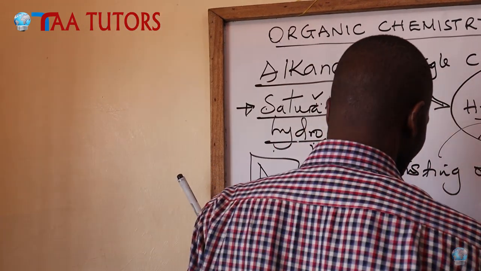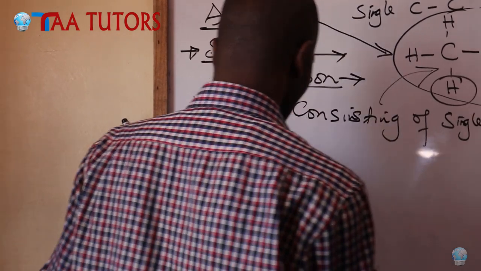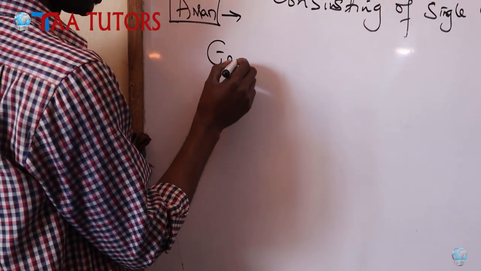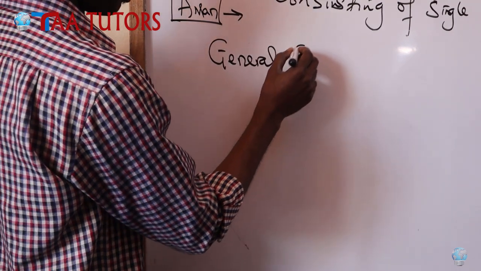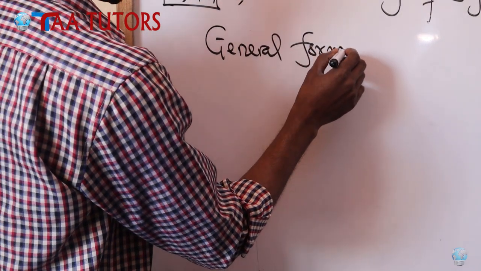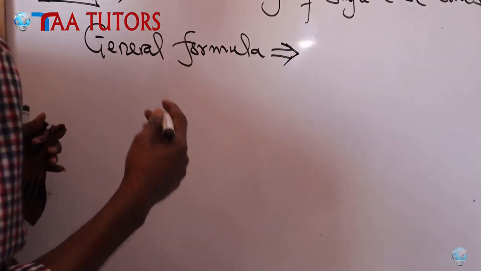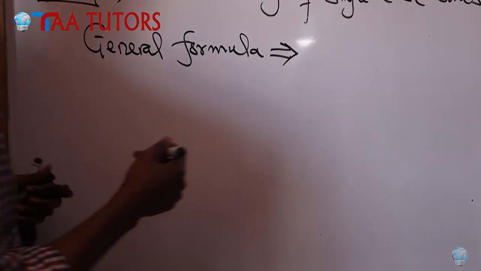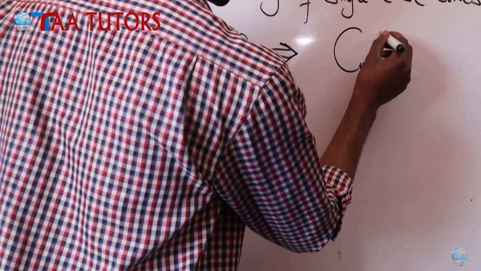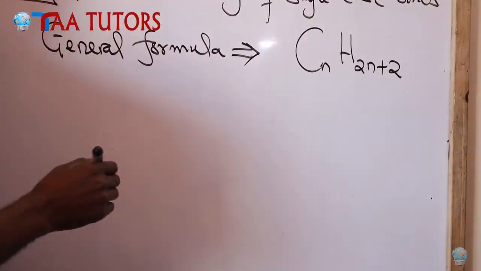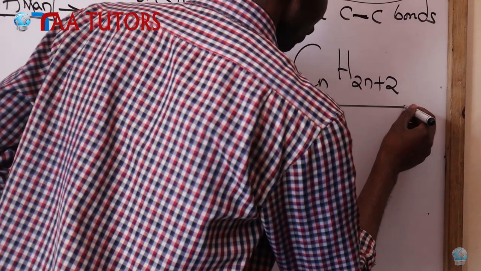Another idea I want to bring in is the general formula of alkanes. We talked about it yesterday, the general formula, because we said this is a family, a family of compounds. They are a family because they share certain things, and one of the things they share here is the general formula, which is CnH2n+2. So all alkanes will conform to this particular formula.